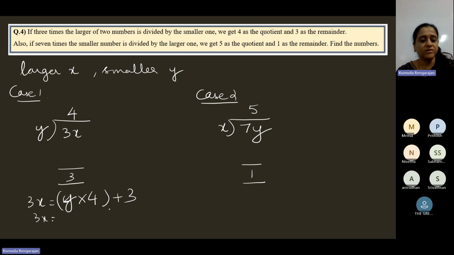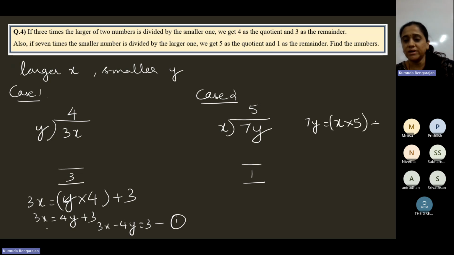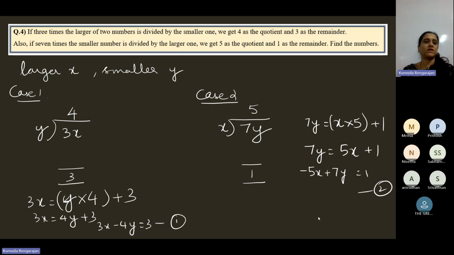So 3x is equal to 4y plus 3. 3x minus 4y is equal to 3 is the first equation. And here dividend 7y is equal to divisor x into quotient 5 plus the remainder 1. So 7y is equal to 5x plus 1, that is, minus 5x plus 7y is equal to 1, is the second equation. You have to solve these two equations and find the values of x and y. All right, complete this and we'll wind up the session for today.